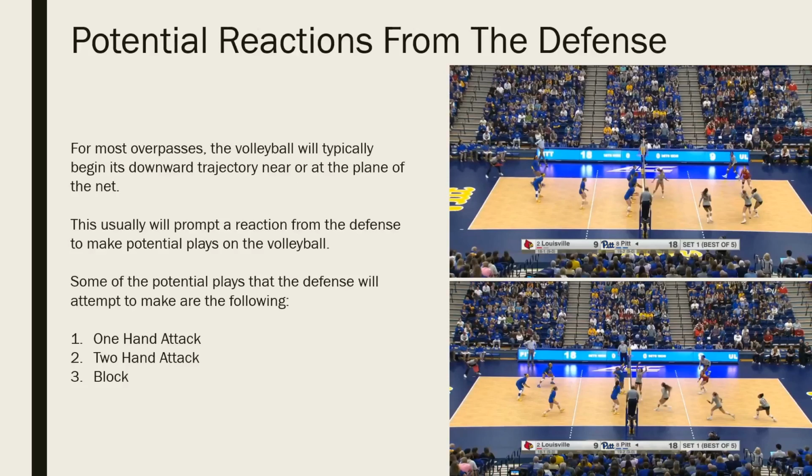For most overpasses, the volleyball will typically begin its downward trajectory near or at the plane of the net. This usually will prompt a reaction from the defense to make potential plays on the volleyball. Some of the potential plays that the defense will attempt to make are the following: a one-hand attack, two-hand attack, or a block.